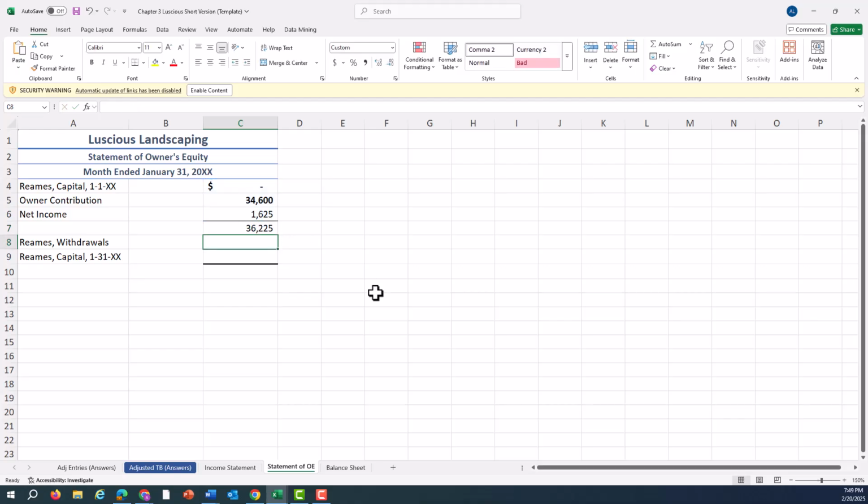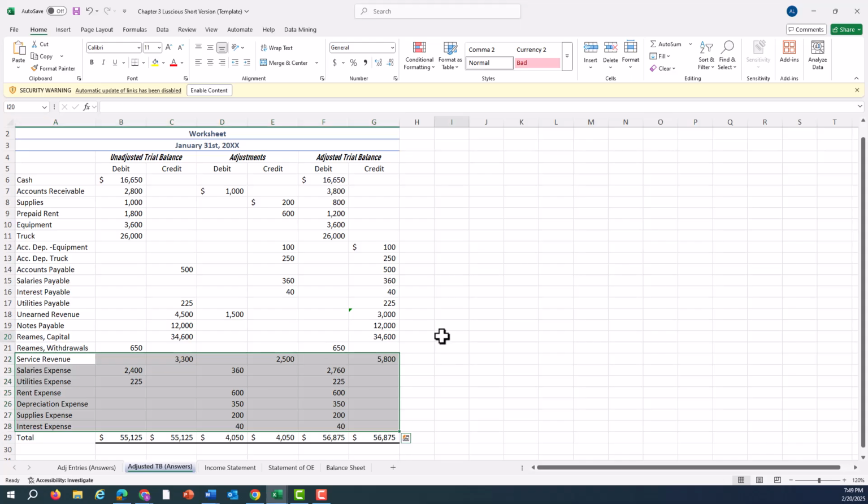What does that represent? That represents what Luscious Landscaping would have been worth had this owner let everything ride, had kept the $1,625 of the profits that we made in the business and used it to grow the business later on. But that's not what happened. And I know that because going back to my adjusted trial balance, Mr. Reams withdrew $650 during the period. He didn't let it all ride.